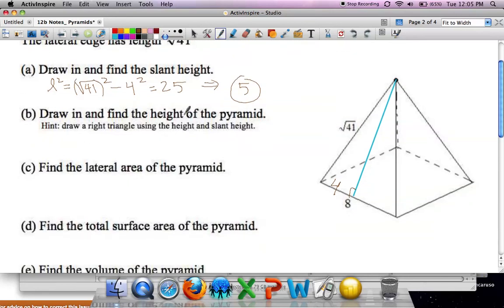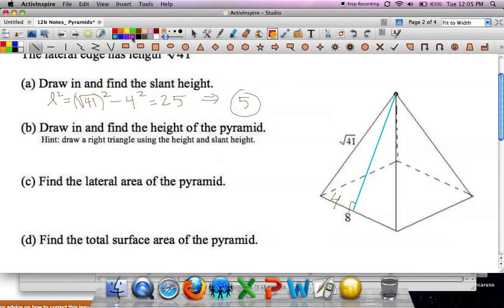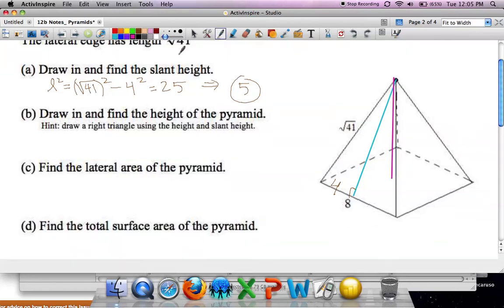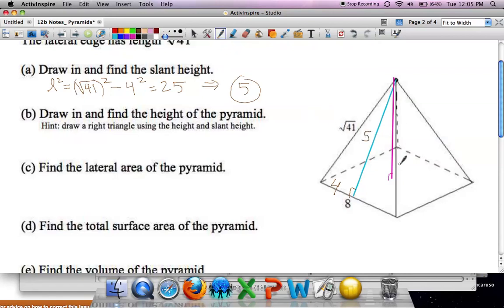Draw in and find the height of the pyramid. Okay, so to draw the height, we want to draw the perpendicular distance from the top to the middle. And I made that pink. And now we know this is going to be a right angle here. And we want to find the height of the pyramid. Okay, well now we know this thing is 5. We just figured that out. The slant height is 5. This is what we don't know.